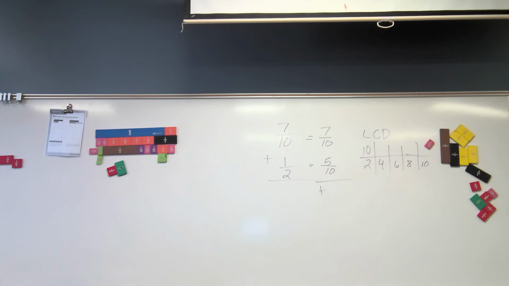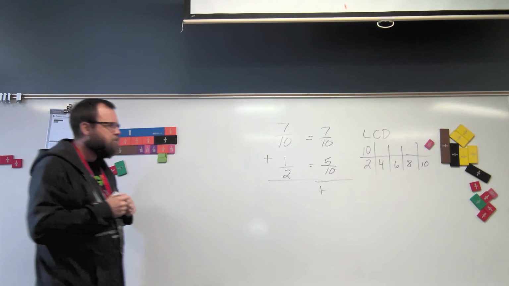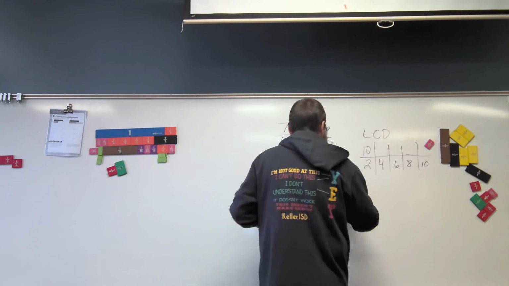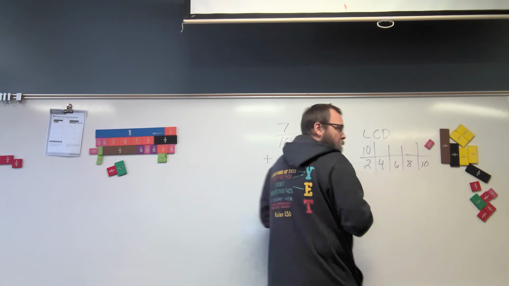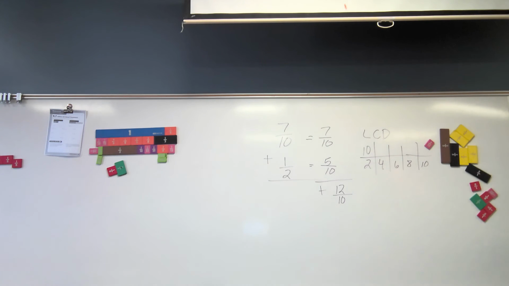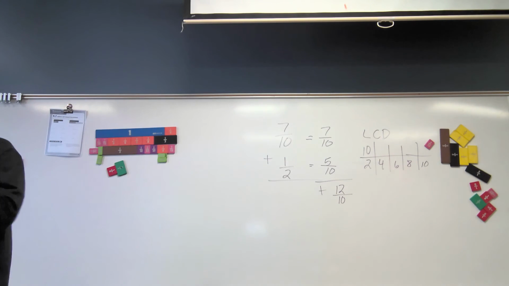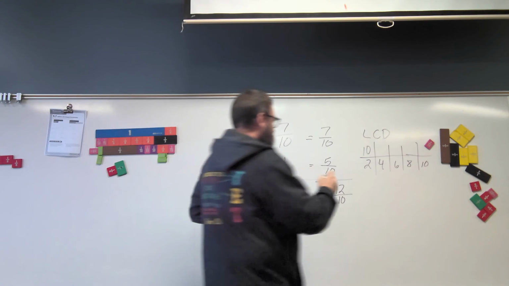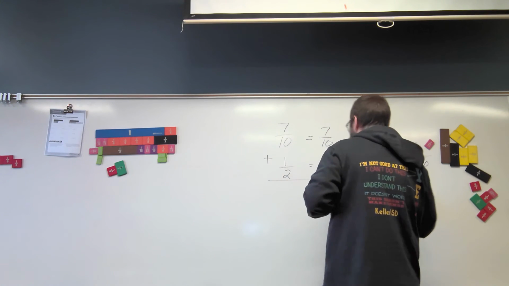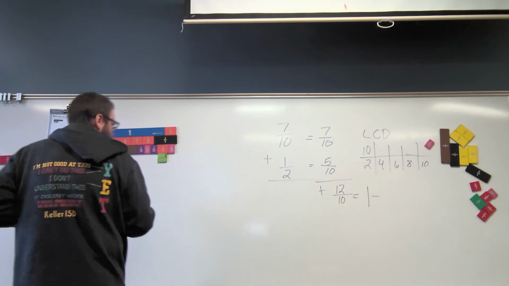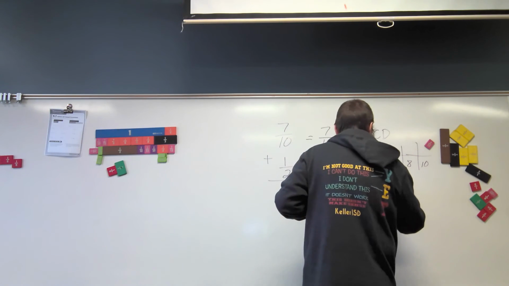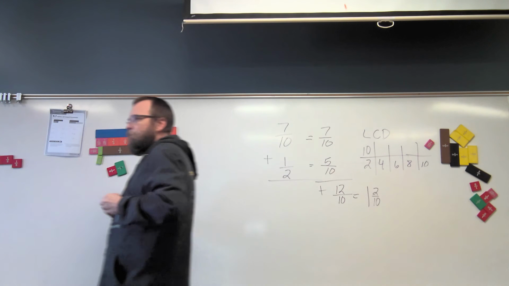Silas, what is 7/10 plus 5/10? 12/10. Emma, what kind of fraction is that? An improper fraction. How many 10s go into 12? 1. So 1 and 2/10 is going to be 1. And how many do we have left over? 2. And of course, my denominator stays the same. So we have 1 and 2/10.